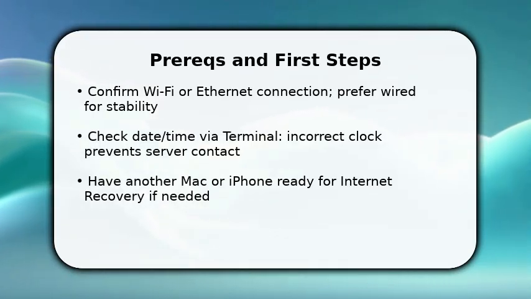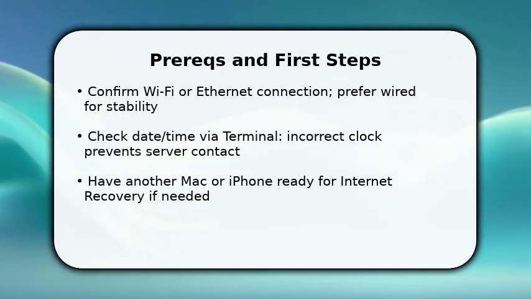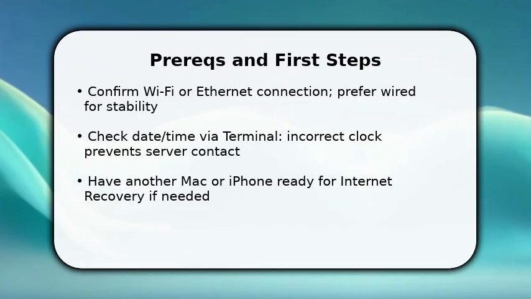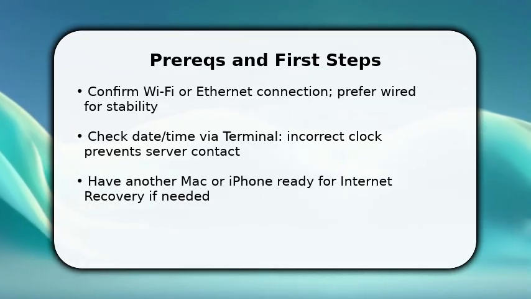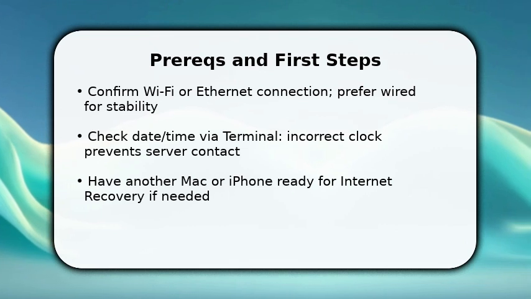You'll run date to view, and if wrong, set it with date MMDDHHMMYY. While you do that, make sure you're logged into a local admin account so you can change network settings. These first actions eliminate the most common blockers quickly.